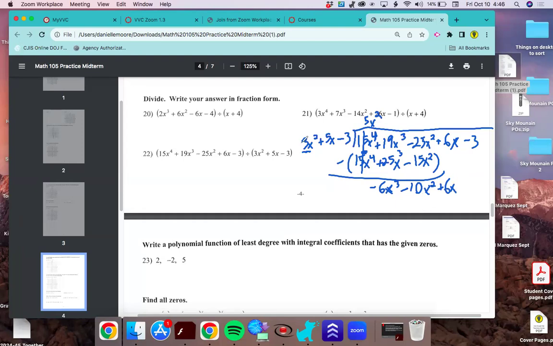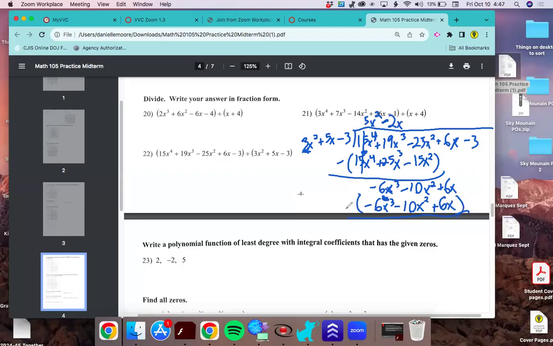Now, let's see here. First guy into the very first little guy. We have negative 6 divided by 3 is negative 2. Now we have negative 2x times all of those. Negative 2x times 3x squared, negative 2x times positive 5x would be a negative. And then negative 2x times negative 3 was that positive 6x. Didn't see that coming. That's kind of cool.